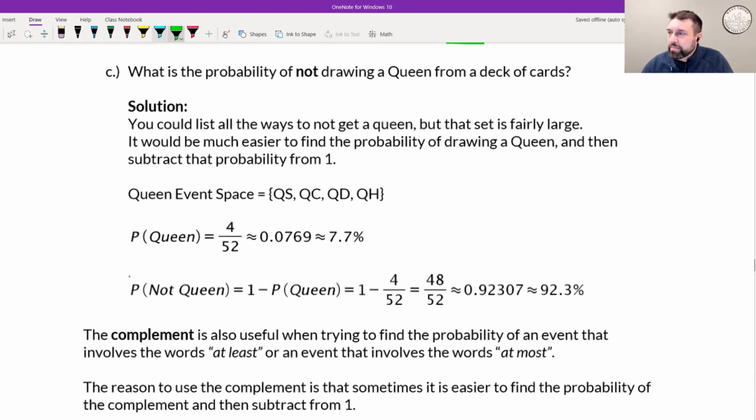We're looking for the probability of not drawing a queen. So what you can do is first find the probability of drawing a queen and then subtract that number. That's 4 out of 52. Subtract that number from 1, and that will give you the probability of not drawing a queen. So the probability that you reach into the deck, pull out a card, and it's not a queen is 92.3%.